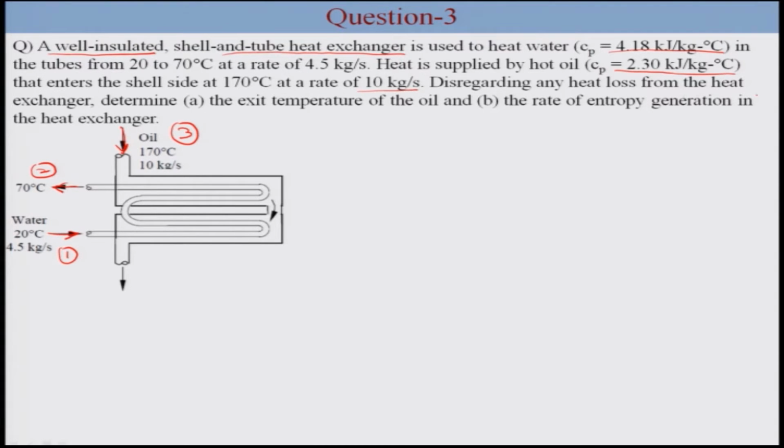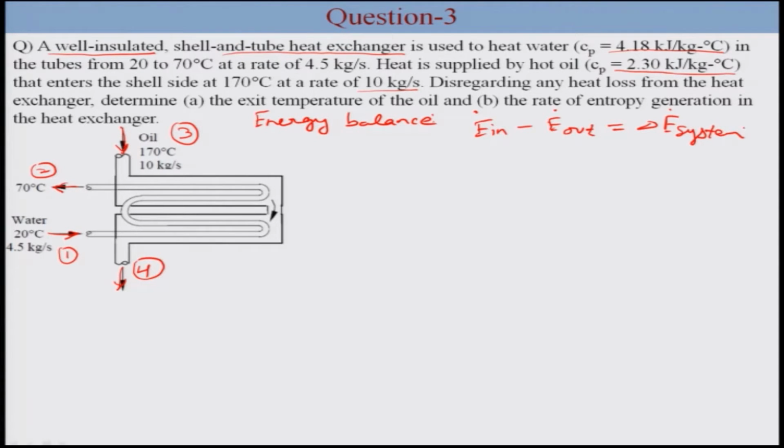Disregarding any heat loss from the heat exchanger, determine the exit temperature of the oil. So, this temperature we need to find out, and the rate of entropy generation in the heat exchanger. So, this we mark as 4. We take the cold water tubes as the system. If we apply energy balance on the water tubes only, E in rate of energy which is coming in minus rate of energy which is going out is equal to rate of change of energy of the system.